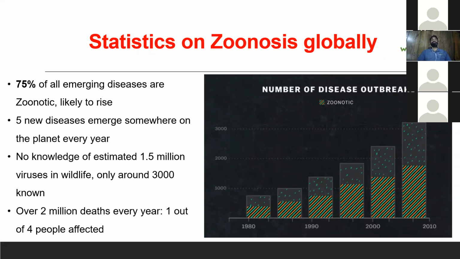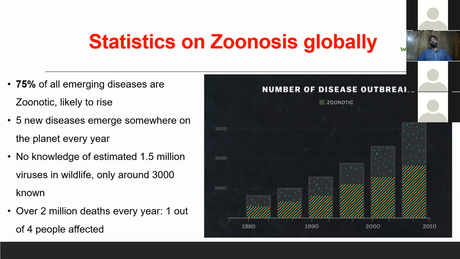On the left side, you can see 70% of all emerging diseases are zoonotic and likely to rise. Five new diseases emerge somewhere on the planet every year. There is no knowledge of an estimated 1.5 million viruses in wildlife; only around 3,000 are known. Over 2 million deaths occur every year, and 1 out of 4 people are affected.